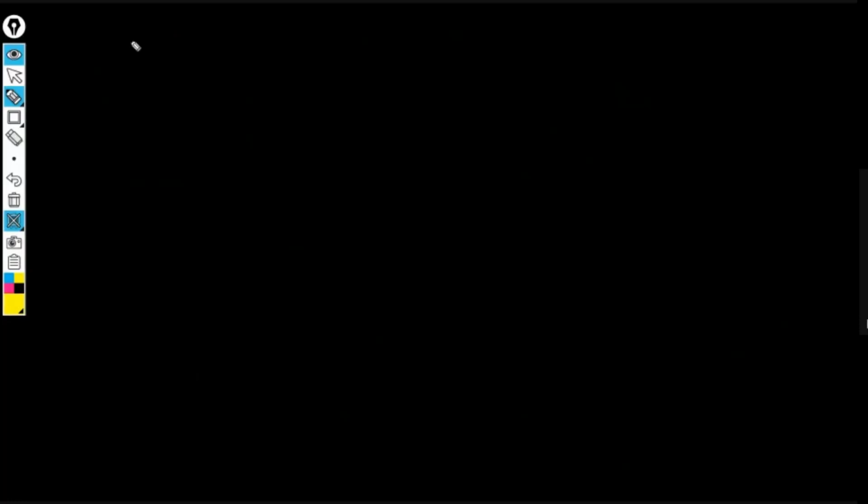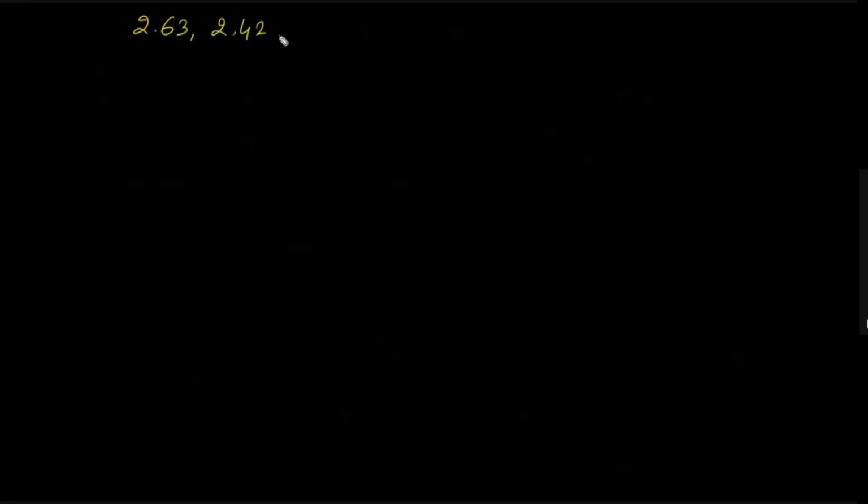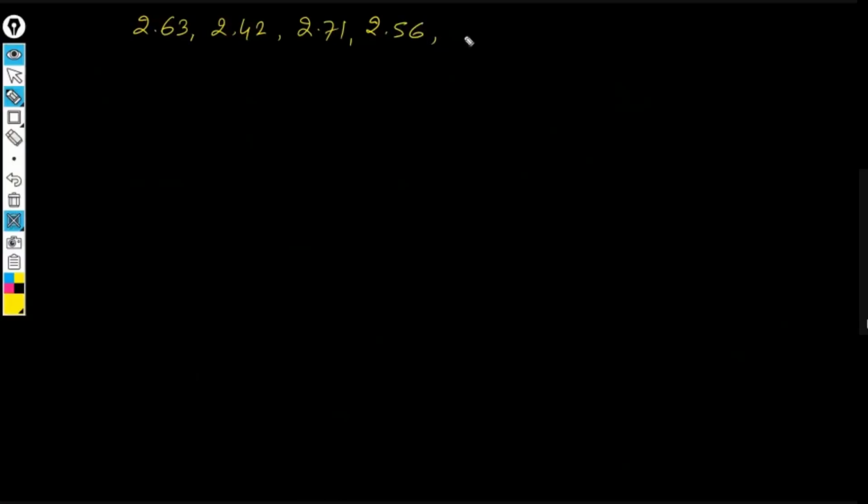These values are 2.63, 2.42, 2.71, 2.56, and 2.80 seconds respectively. These are the observations of the time period.